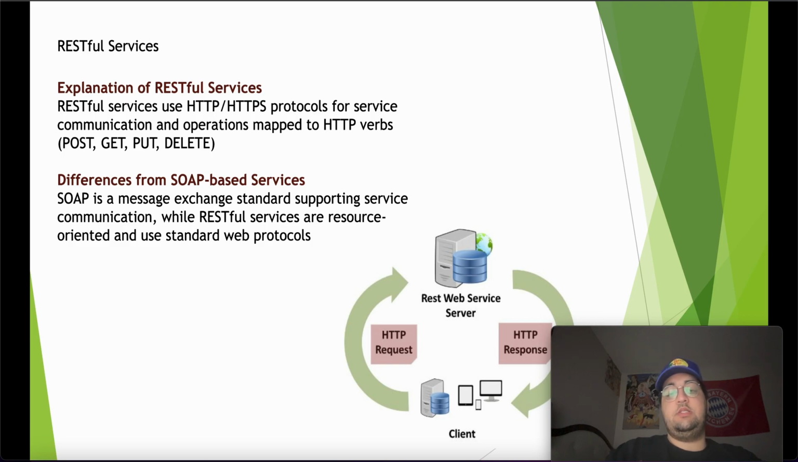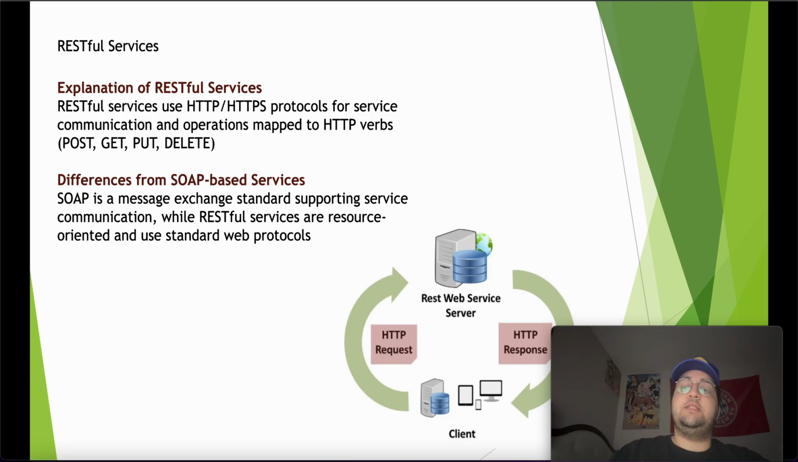RESTful services fall under SOA. They're a specific type of service that adhere to the REST architectural style, commonly used within SOA. The best way to describe RESTful services is that, first, REST stands for representational state transfer, and it is an architectural style for designing networked applications.